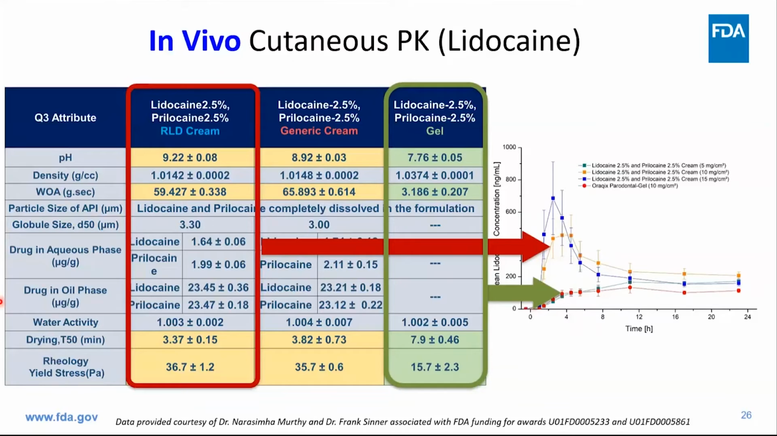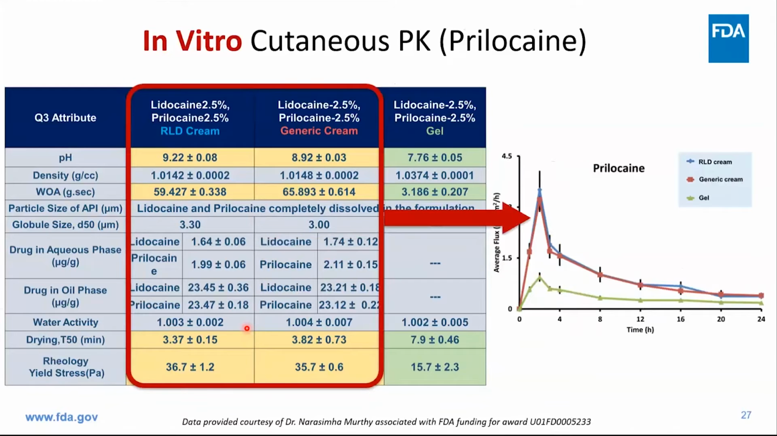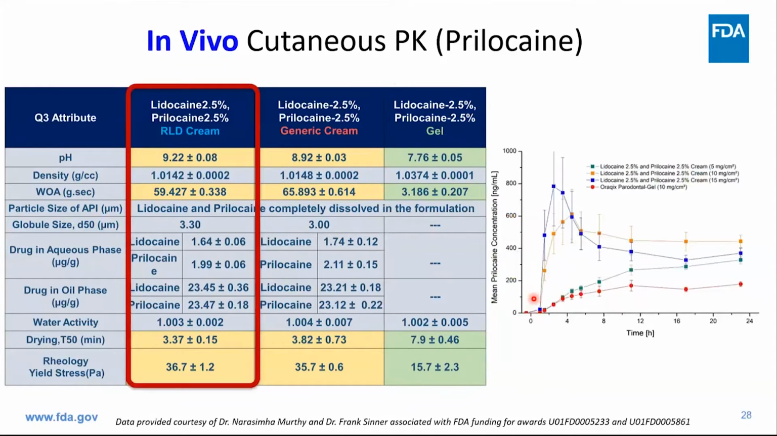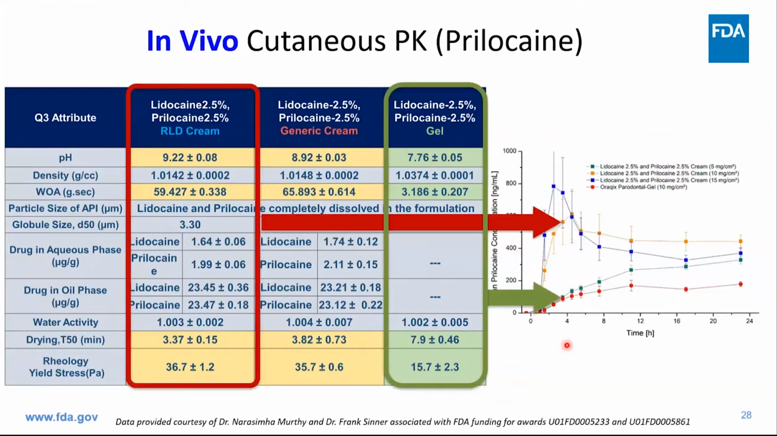Now, this was the data for lidocaine, but there was also prilocaine in the product, and the data is very similar for the prilocaine, where you can see that the positive controls were found to have very comparable pharmacokinetics and differentiated from the negative controls, and we see very similar results for the prilocaine in vivo as well.